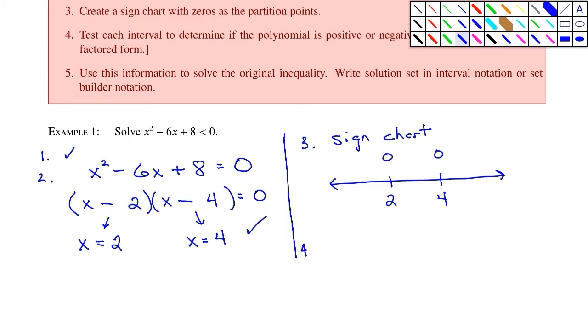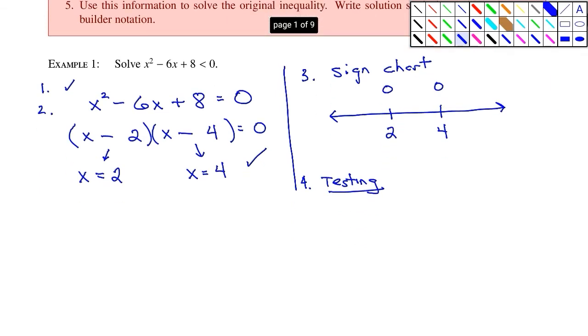Step 4, we need to do testing. Now there's a couple of ways that you can do the testing. So the first way is to pick numbers inside each of the 3 intervals that are created. So I'm going to pick x equals 1, x equals 3, and x equals 5 to do the testing. And when I test those, I test them in the polynomial.